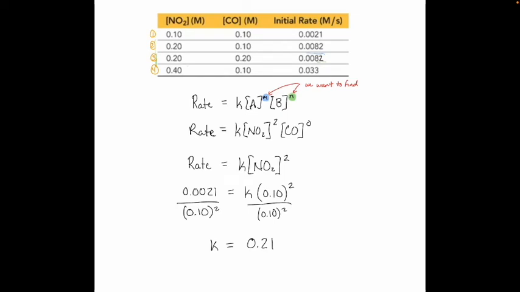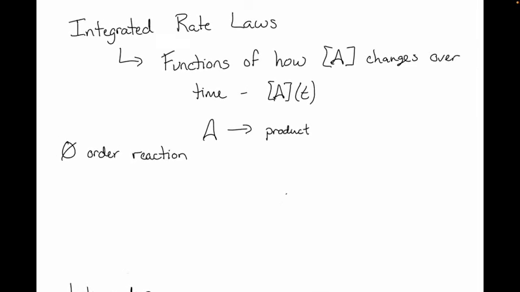Cool. All right. So the next thing we're going to talk about is what's called the integrated rate laws. We're going to go back to our simple unimolecular reaction here, where you just have one reactant A being converted to product. And by an integrated rate law, what do we mean? We mean that we're going to get this function of how the concentration of our reactant changes over time. That's what we're looking for, right? Concentration as a function of time.